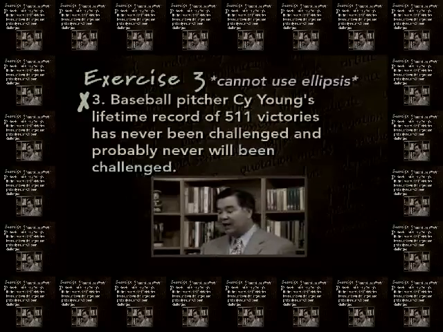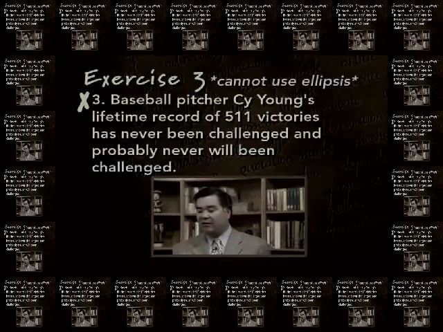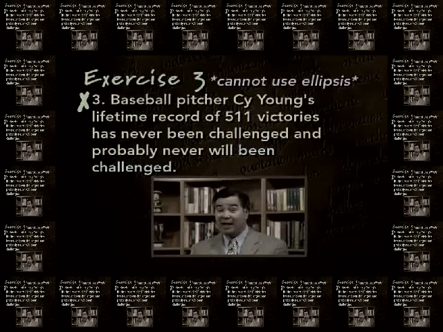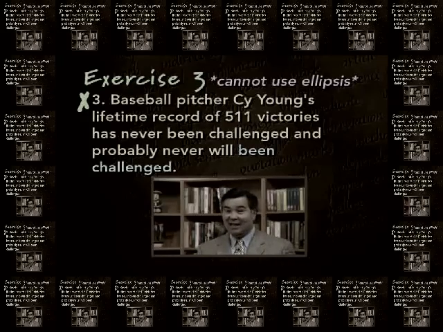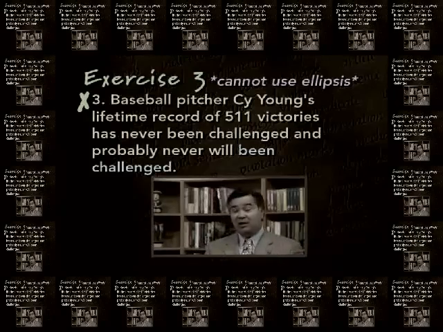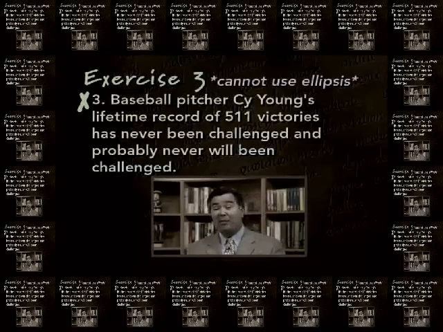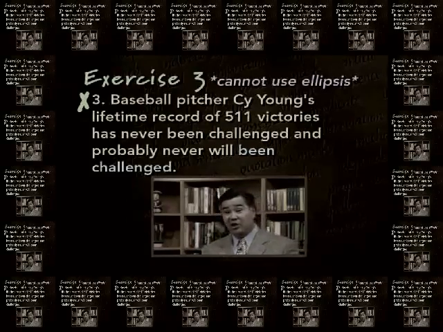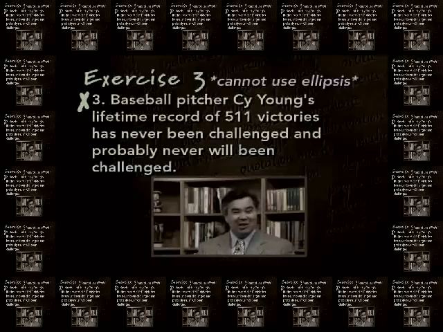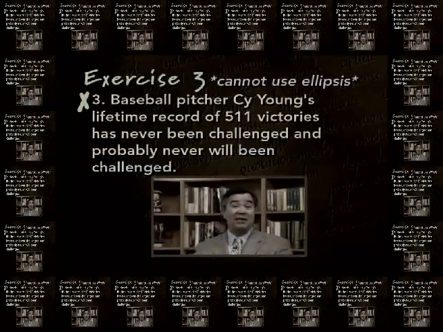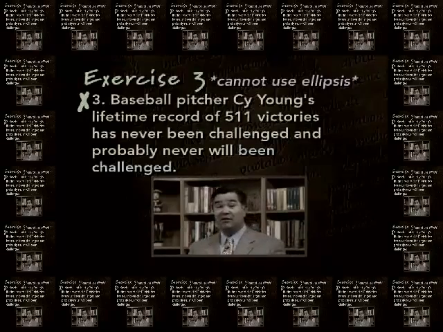Baseball pitcher Cy Young's lifetime record of 511 victories has never been challenged and probably never will been challenged. You can see that doesn't sound right. The second clause here would demand the wording "and probably never will be challenged," which is different from "been challenged." So since we can't insert exactly the same words into that second part of the sentence, we see that the ellipsis rule has been violated.